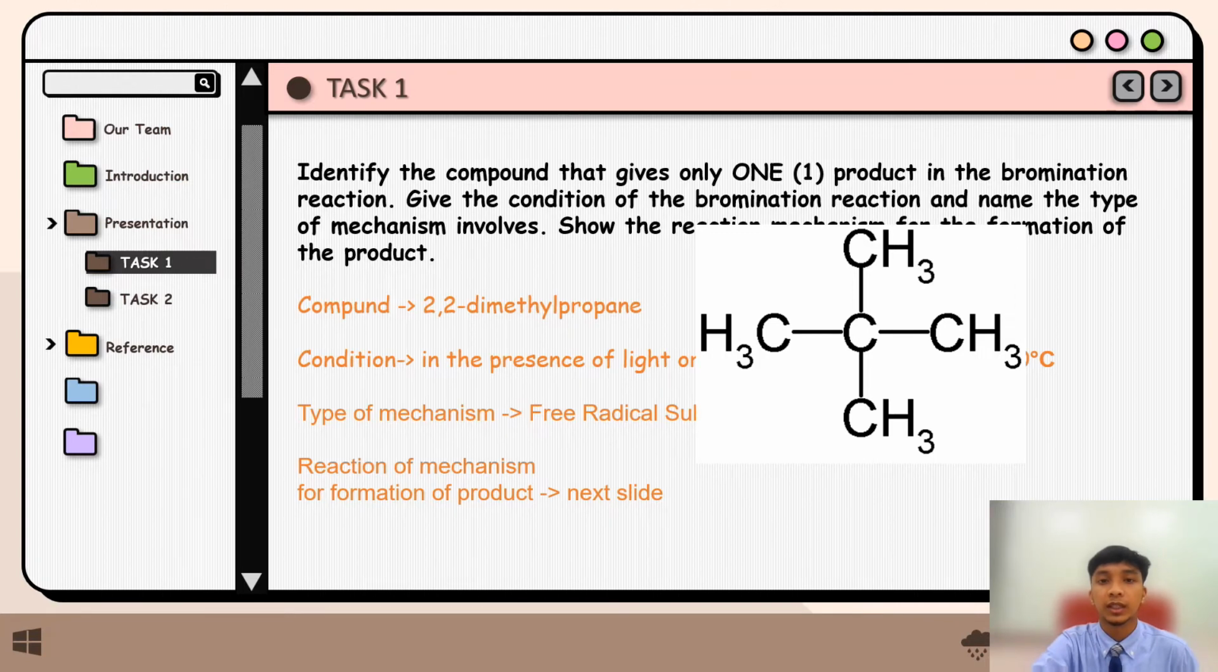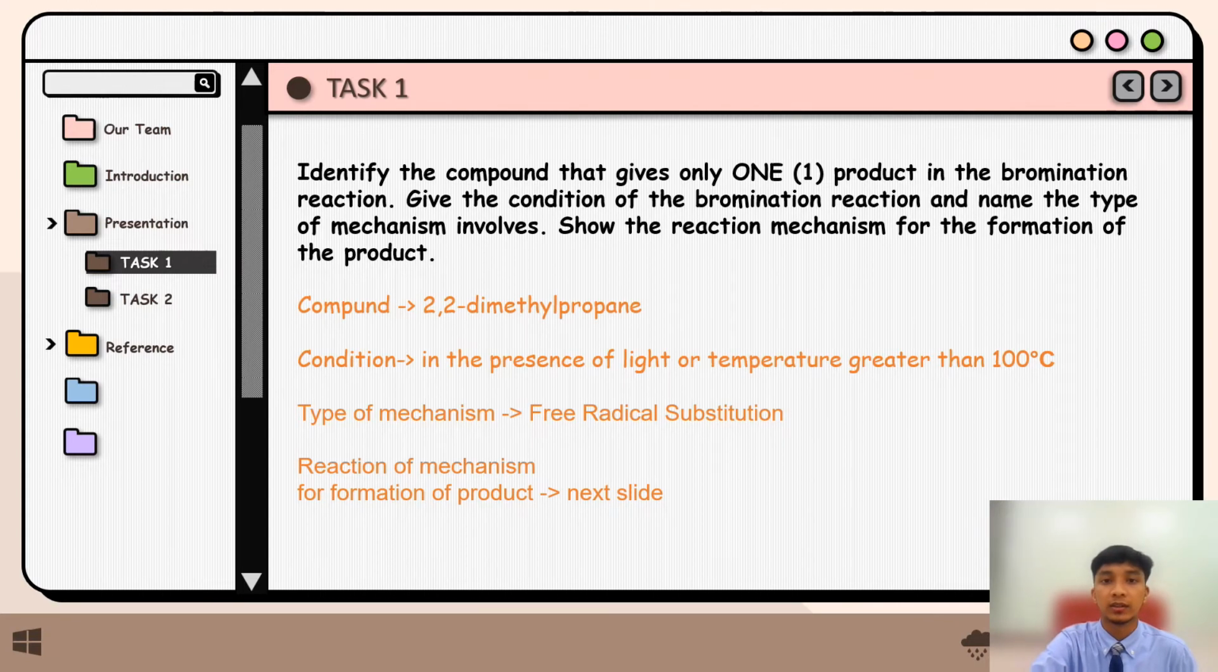So the condition of the reaction is in the presence of light or temperature greater than 100 degrees Celsius, and the type of mechanism that we choose is free radical substitution. So the reaction mechanism of halogenation is in the next slide.